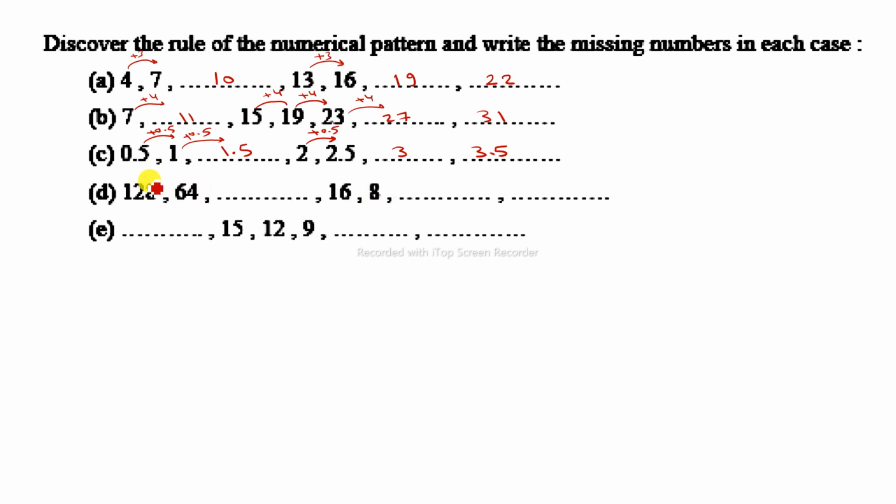Here 128 became 64, here 16 became 8. It is clear that we are dividing. Indeed, 128 divided by 64. So each time we are dividing by 2. 64 divided by 2 is equal to 32. 32 divided by 2 is equal to 16. 16 divided by 2 is 8. 8 divided by 2 is 4. 4 divided by 2. Letter E: 15, 12, 9.